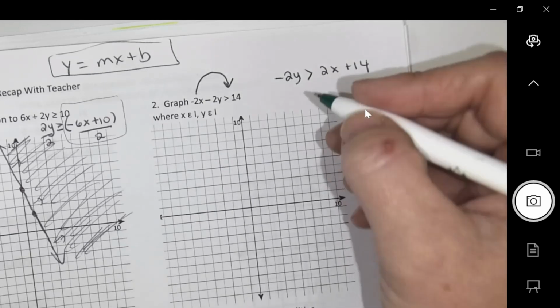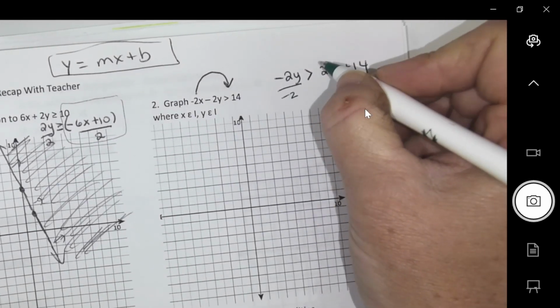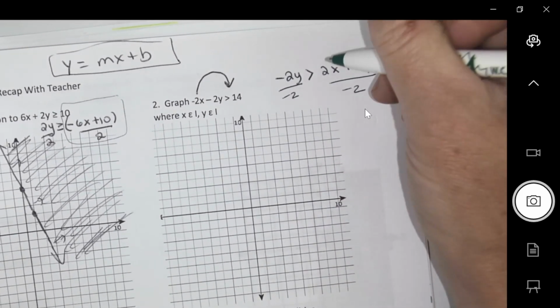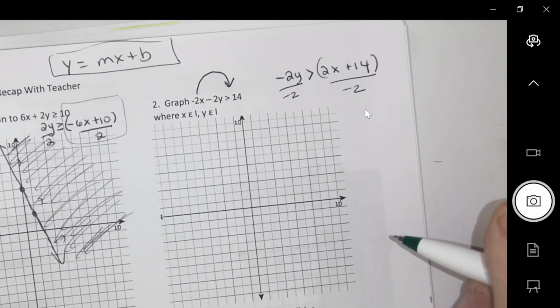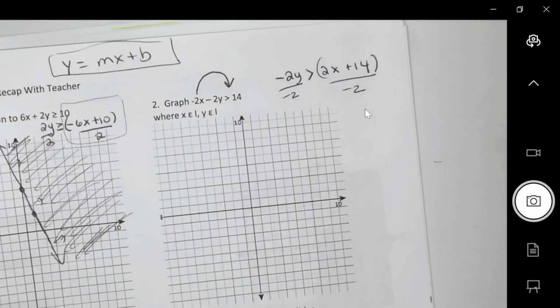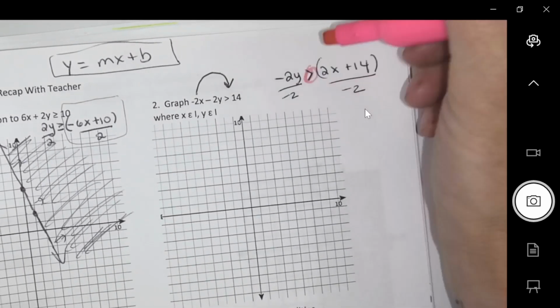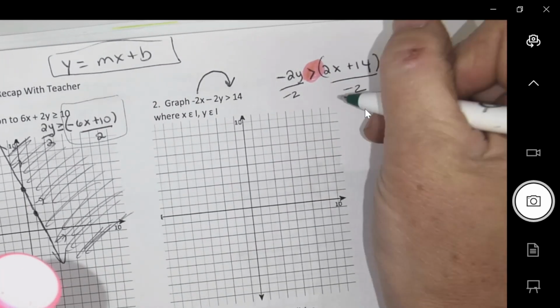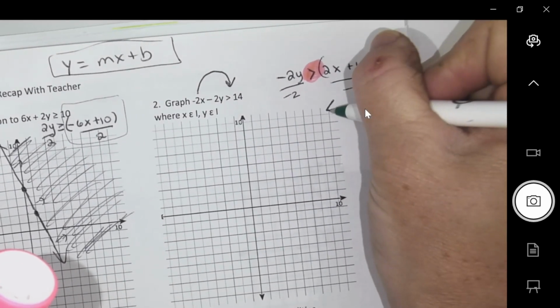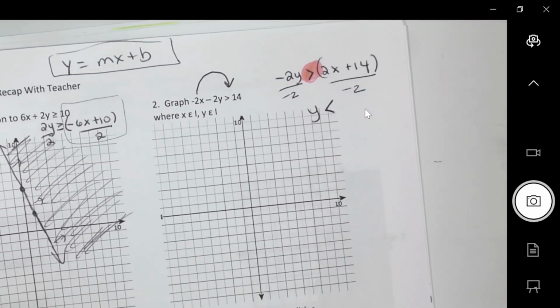Then I'm going to get y alone, so I'm going to divide by negative 2. Ooh, what does it do to us when we divide by a negative? Do you remember that rule? Something happens to the sign. When you divide by a negative, it will flip.